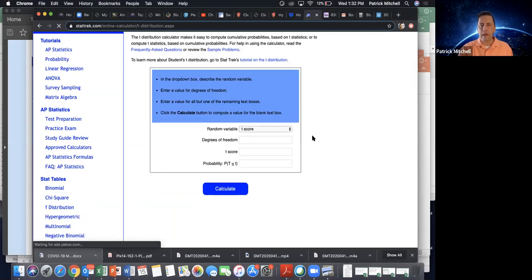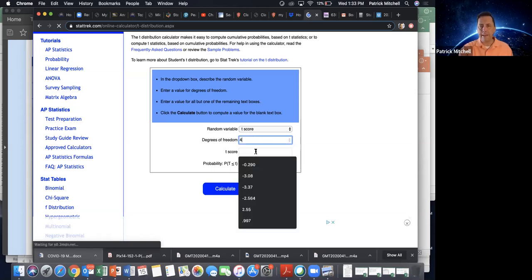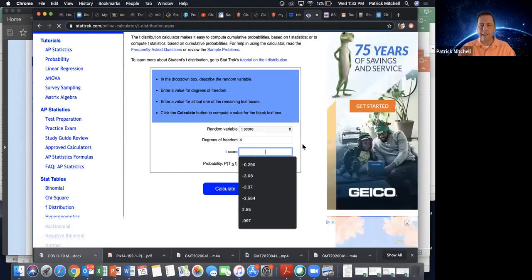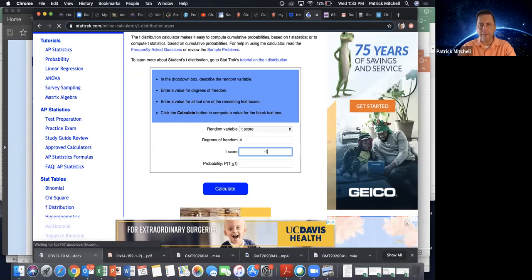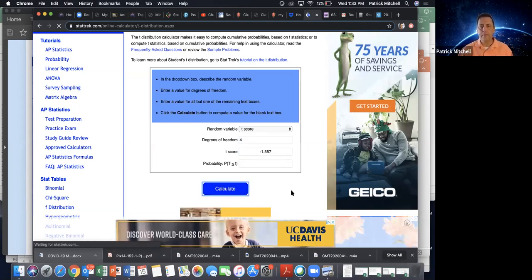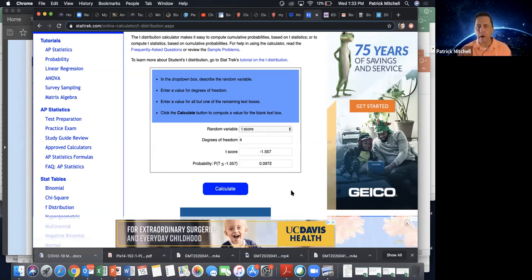Okay, so we're looking at t-score, 4 degrees of freedom. And I want to know what is the probability that t is less than or equal to negative 1.557. So when I hit calculate, it gives me a p-value of 0.0972, which is definitely between 0.05 and 0.10.